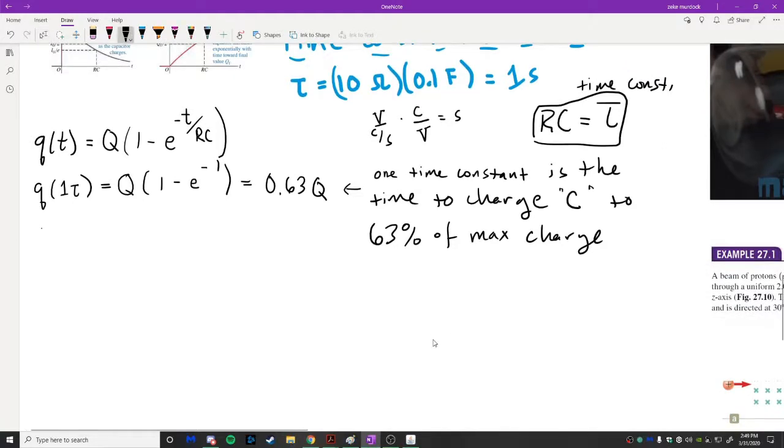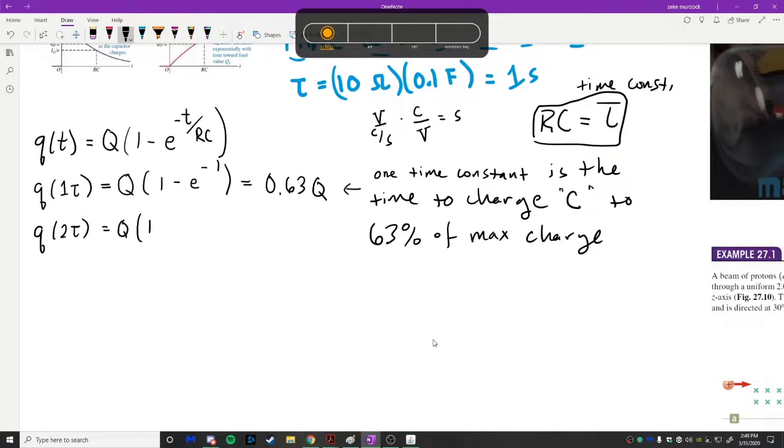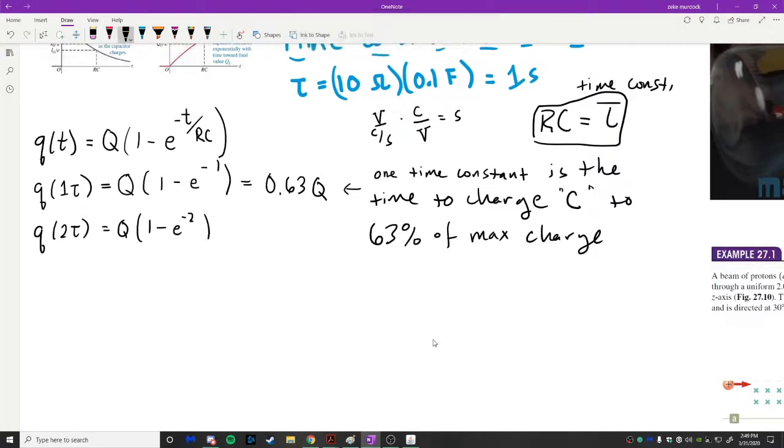We can also calculate things like Q of 2t, right? That's going to be Q times 1 minus e to the negative 2, right? And you can do Q of 3t, etc. We can calculate all of these things. And if we do Q of like 10t, for example, what are these all equal to? I'm just going to do this real quick here. So it's 1 minus e to the negative 2.